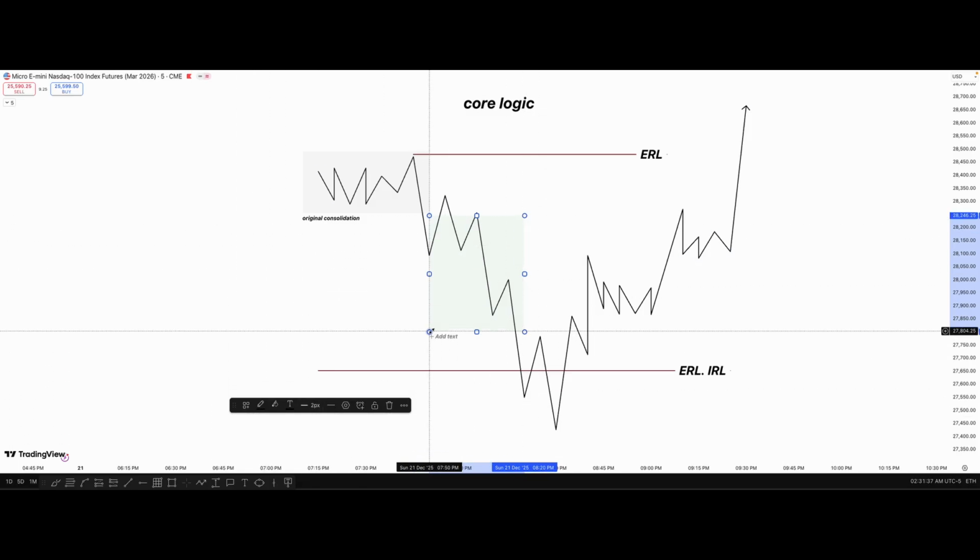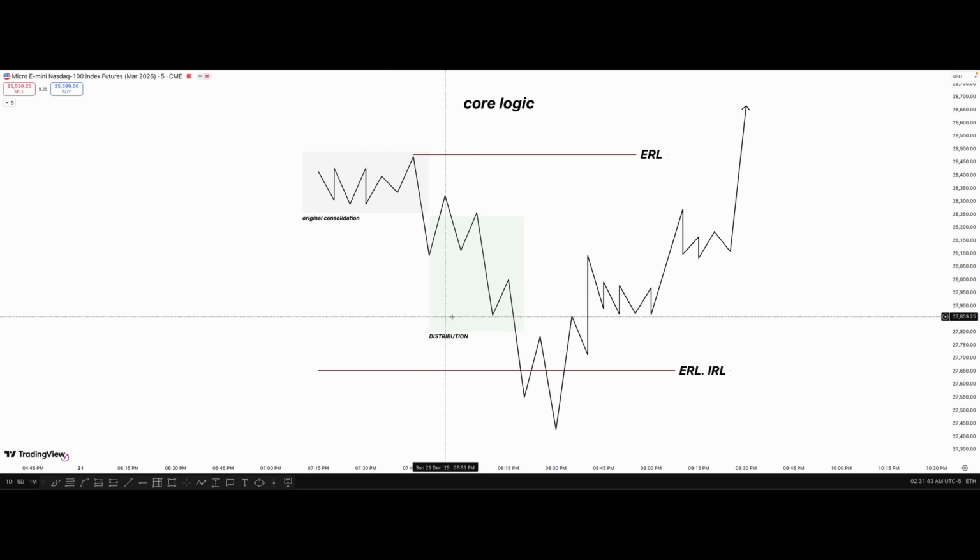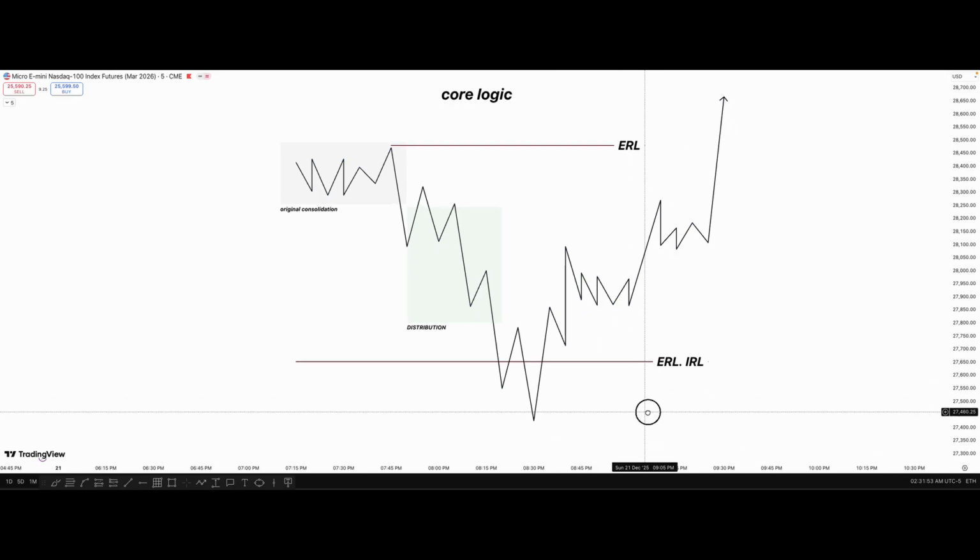This area is distribution. And then finally we manipulate towards the external range liquidity or an internal link. Suppose if there is a fair value gap, you can understand this as a fair value gap, or the price wants to come in and then go out. Or if this is an ARL, which is any swing lows, any swing highs, any previous day's highs, previous day's lows, any of that sort.